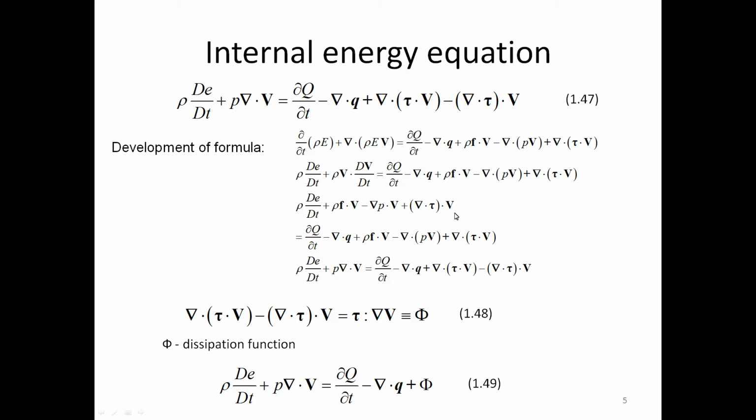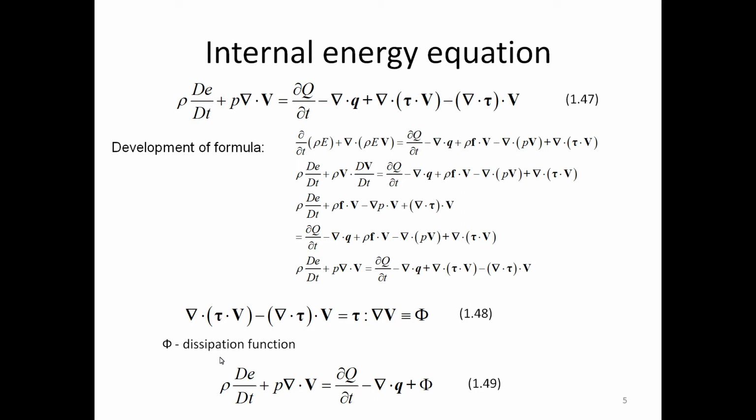The last two terms in this equation can be combined into a single form since the following expression is true, where tau double dot nabla V is the double dot product of two tensors. It's a scalar. This term is called the dissipation function phi and represents the rate at which mechanical energy is expended in the process of deformation of the fluid due to the viscosity.